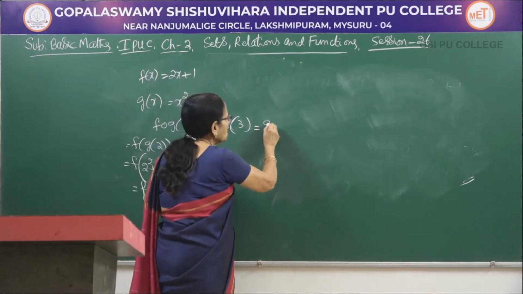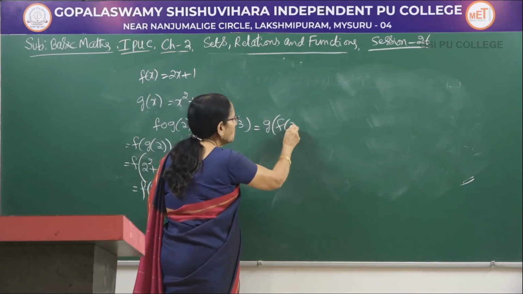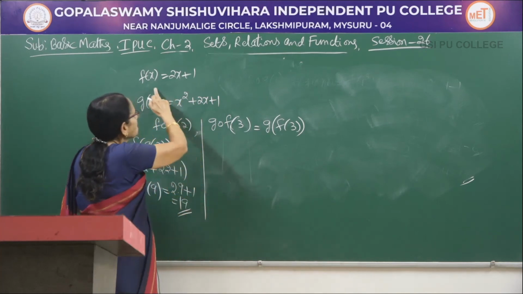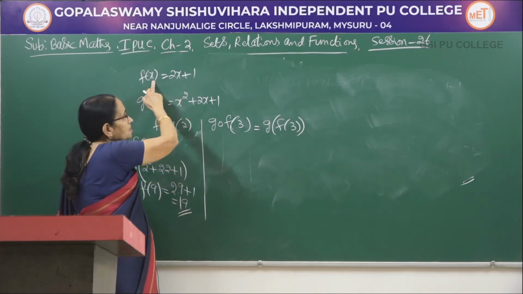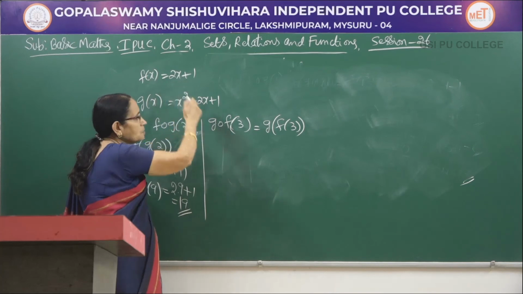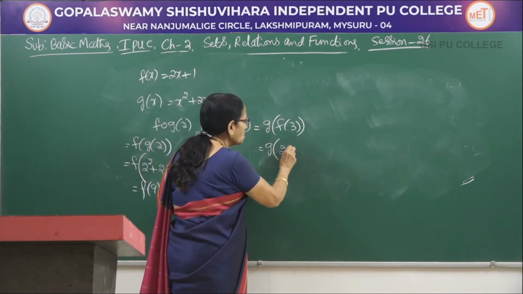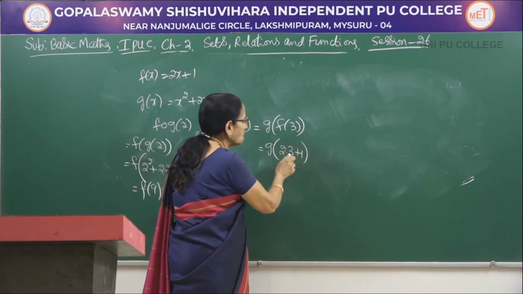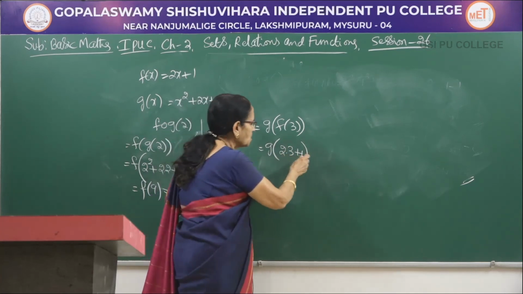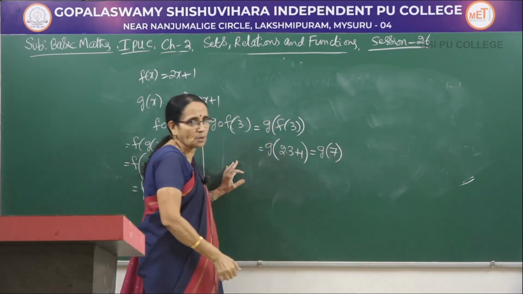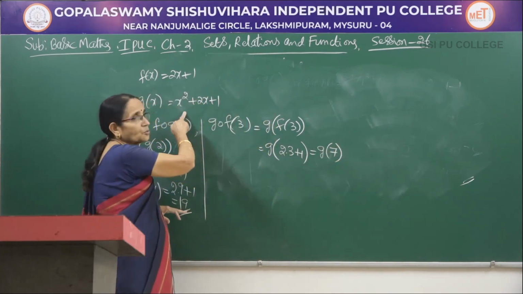G o f of 3, that is g of f of 3. Correct? First we calculate f of 3. So when 3 is there, 2 into 3 plus 1, that is g of 2 into 3 plus 1. 2 3s are 6, 6 plus 1, 7. So it is g of 7. Come to the second function.